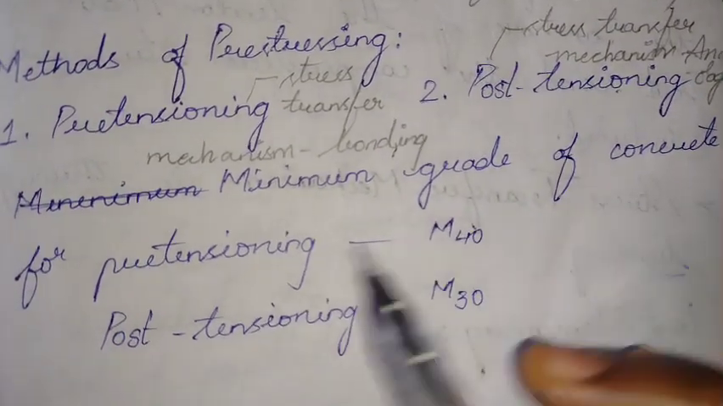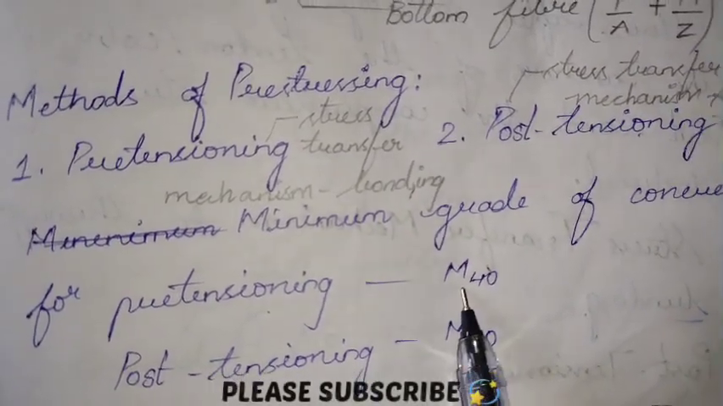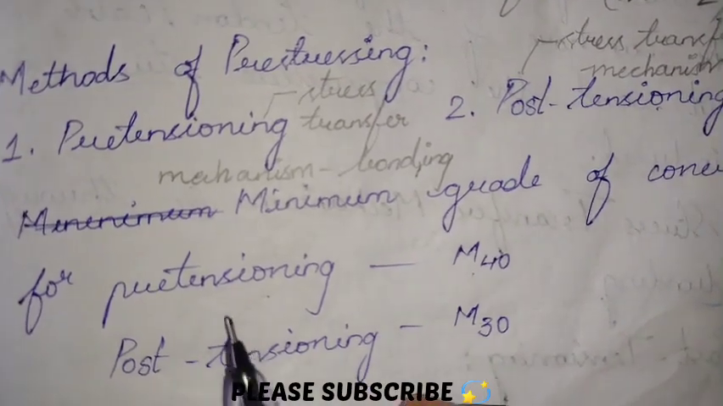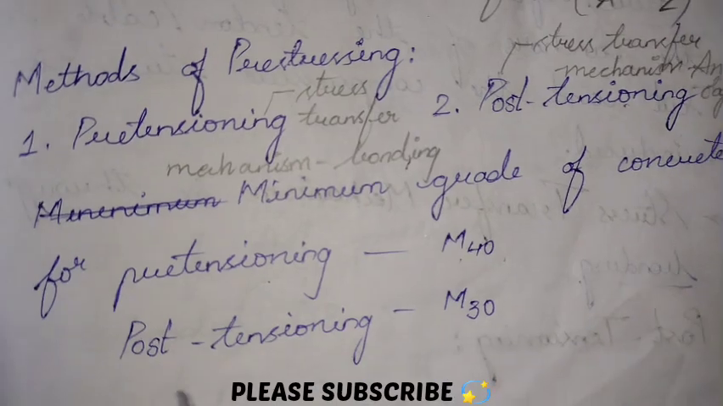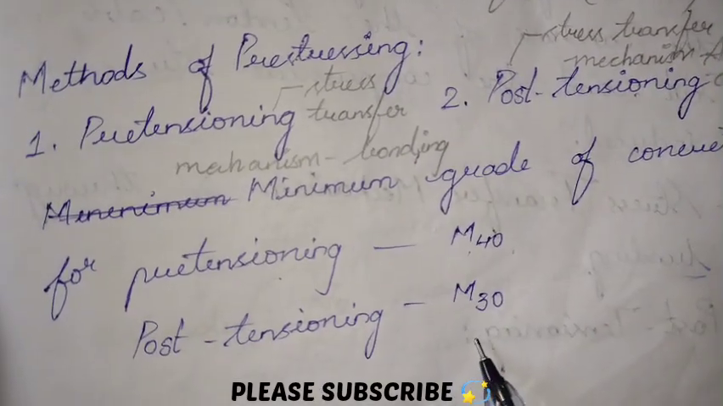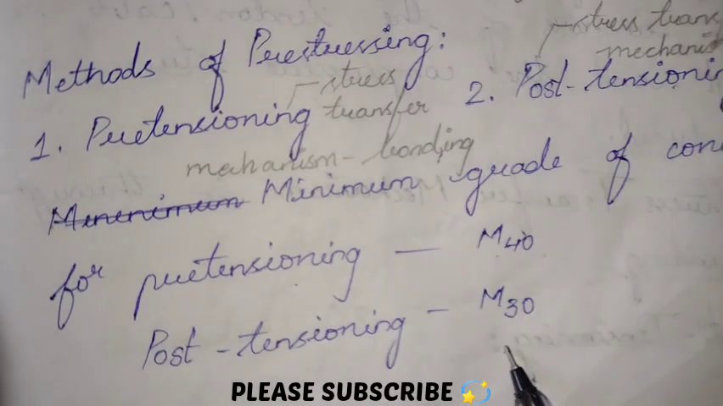Minimum grade of concrete: for pre-tensioning, we have to go for M40. For post-tensioning, we have to go for M30. Remember, for pre-tensioning, the minimum grade of concrete is M40, and for post-tensioning, it is M30. It is a very important bit question that can be asked in any sort of competitive exams.